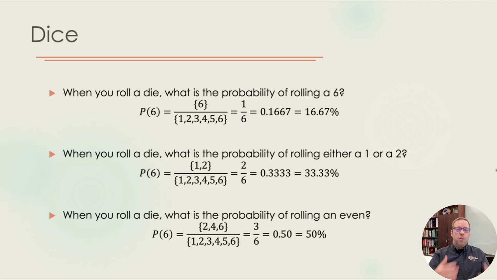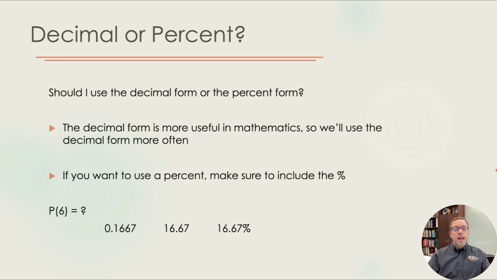Take one event, what would be the probability of a particular outcome? Now we've got to address this question. Do I want to use decimals or do I want percentages? In the end, it doesn't really matter whether you write it as a decimal or a percentage, but you've got to do it properly. Okay. Now, that being said, in mathematics, the decimal form is often far more useful than the percent notation.